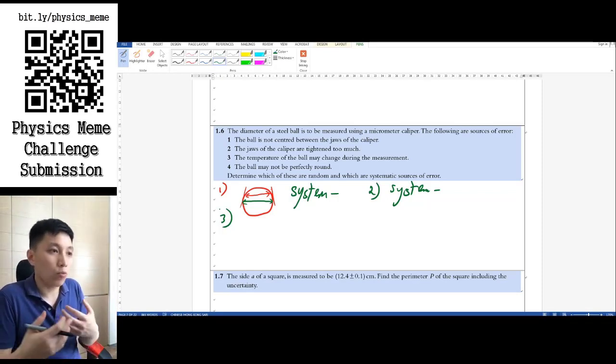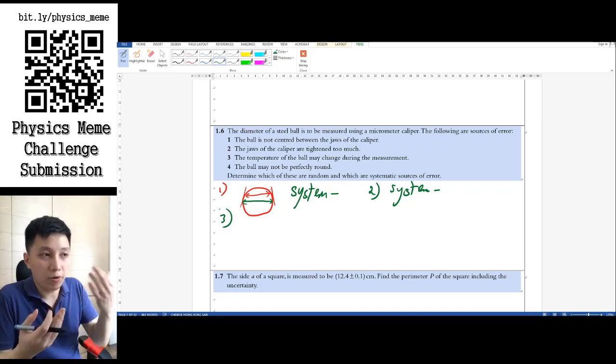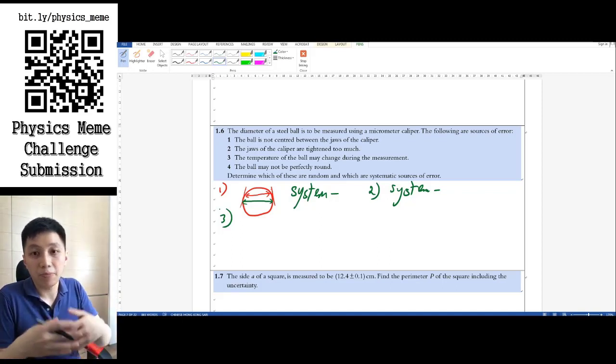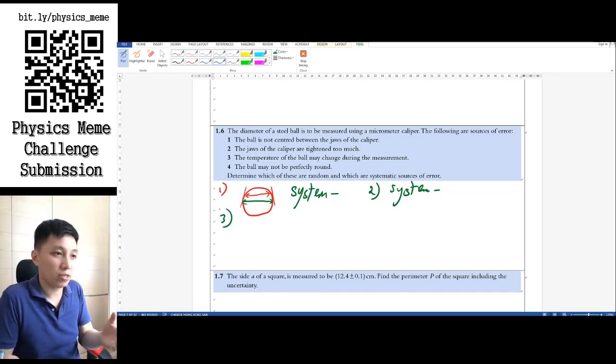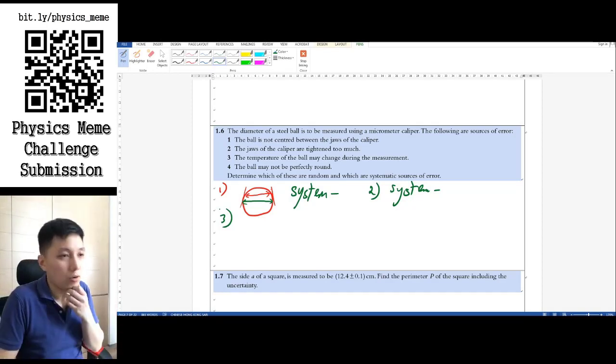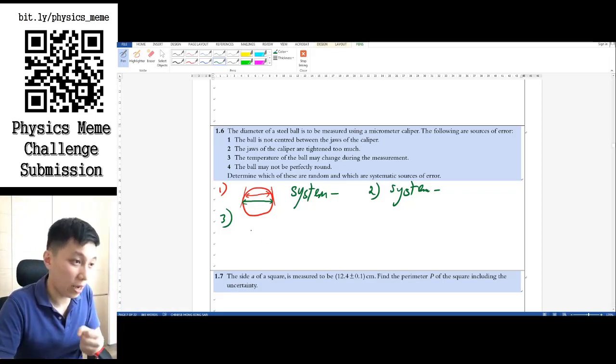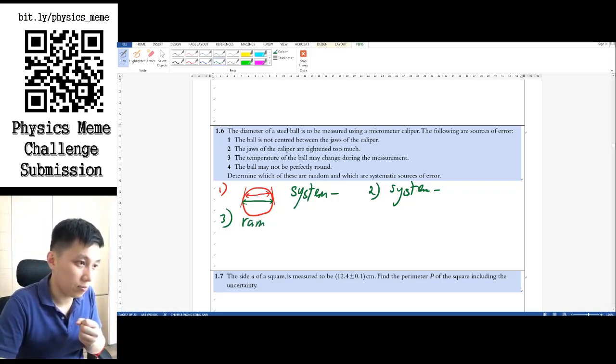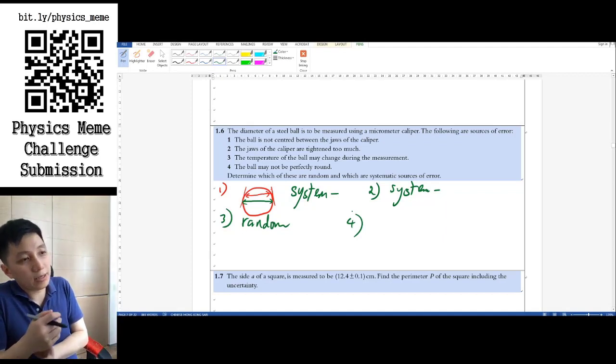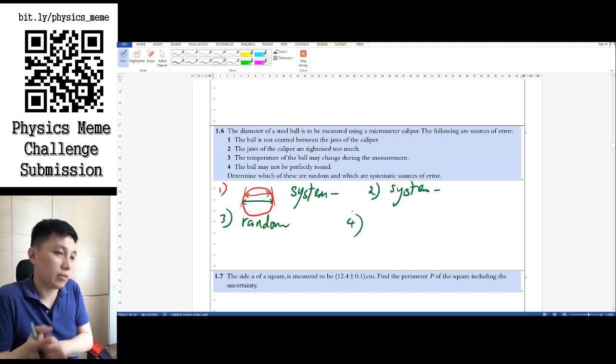And according to what we understood with the size of the ball, when it gets hot, it will become slightly bigger, it will expand, right? When it's cold, it will shrink. So since we don't know whether the temperature goes up or down, that means it is a random error instead. Random error. Okay, for number 3.